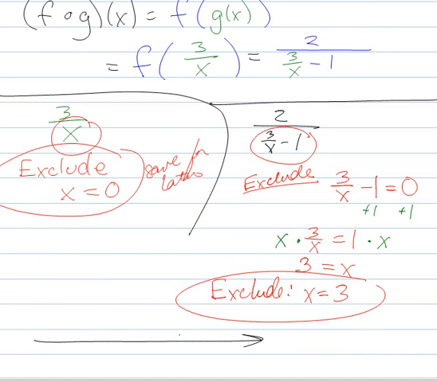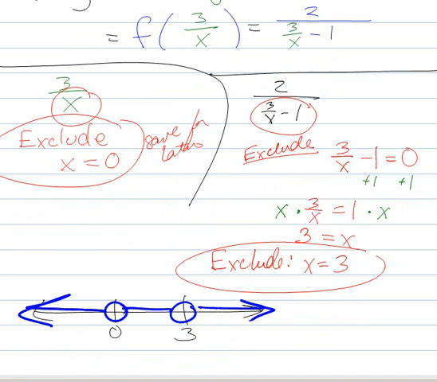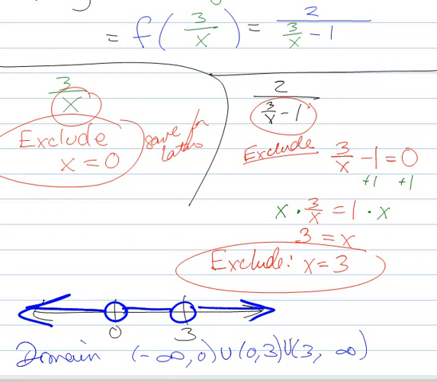So I'm going to draw my line. I've got 0 and 3. I'm going to exclude 0. I'm going to exclude 3. So I can pull off my domain, which is negative infinity to 0, 0 to 3, and 3 to infinity.